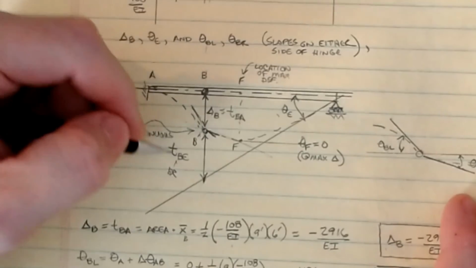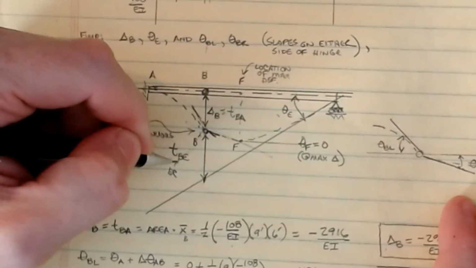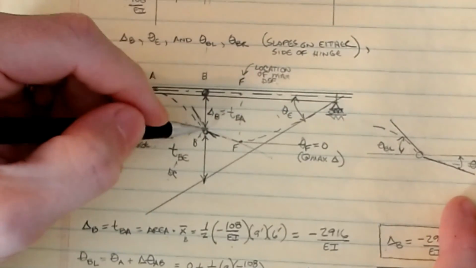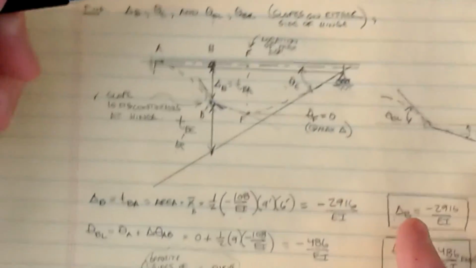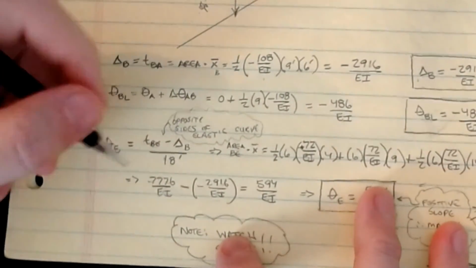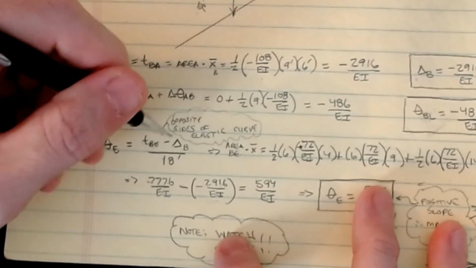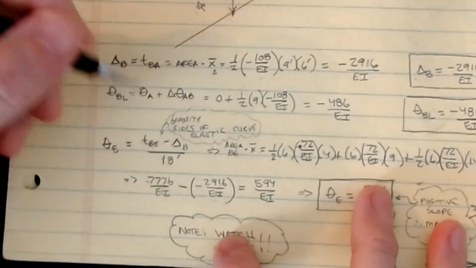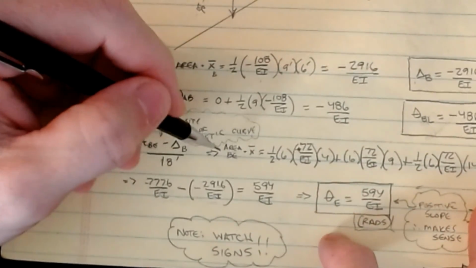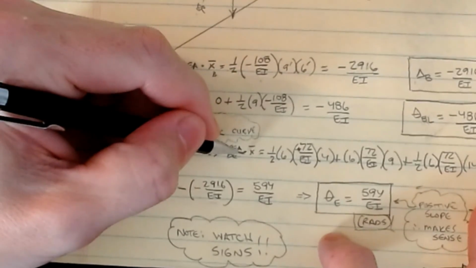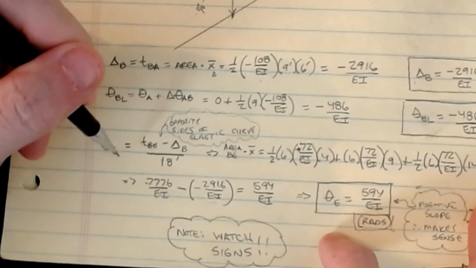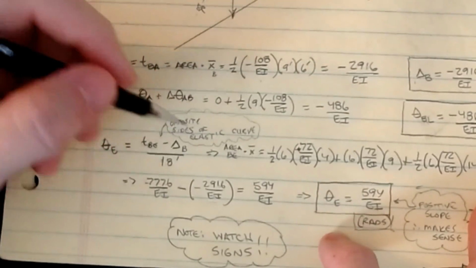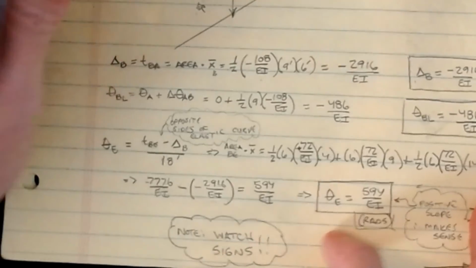So we're going to calculate the tangential deviation from B to E on the right side, add to it our delta B, and then divide by that length based off of our formula. So we can write an expression for theta E that is TBE minus delta B over 18 feet. It's going to be the area between B and E times the moment arm, and again, we're looking for the moment arm at B because that's where this point is.